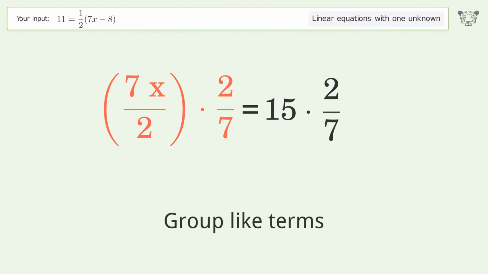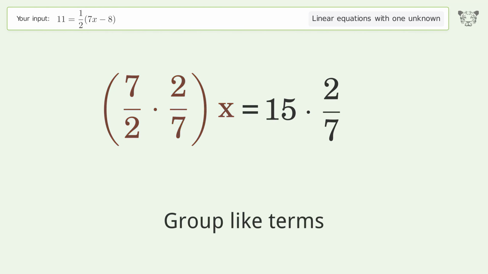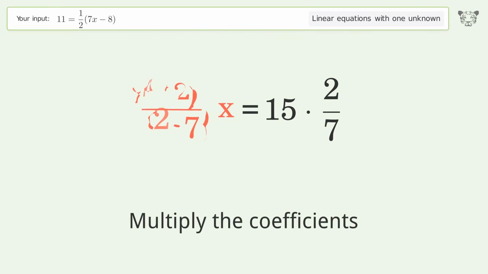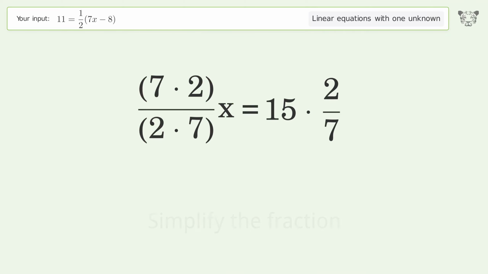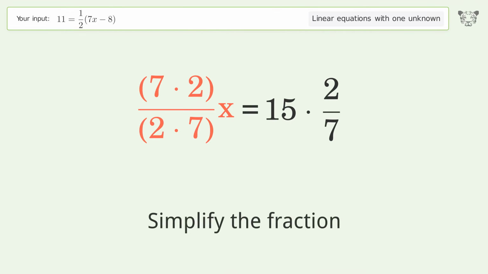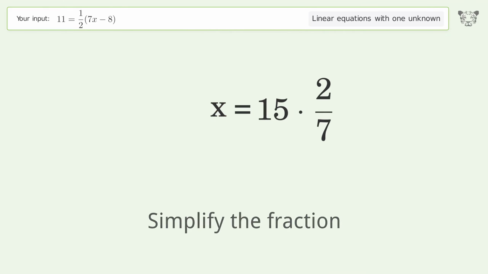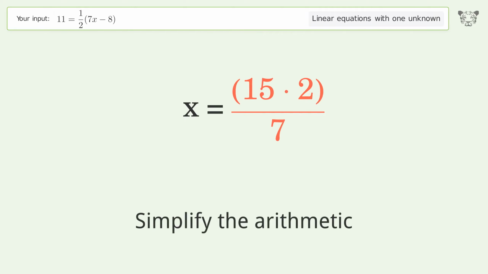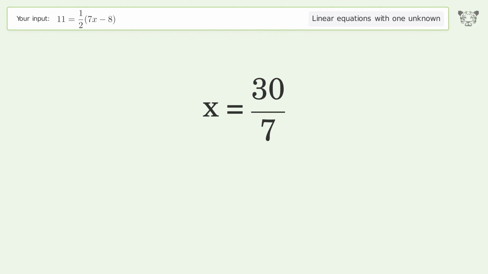Group like terms. Multiply the coefficients. Simplify the fraction. Multiply the fractions. Simplify the arithmetic. And so the final result is x equals 30/7.